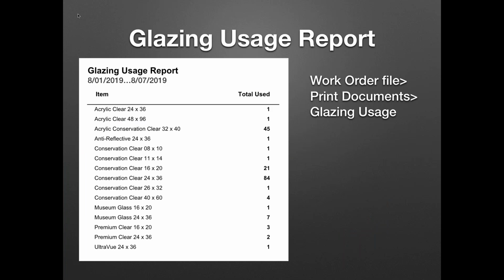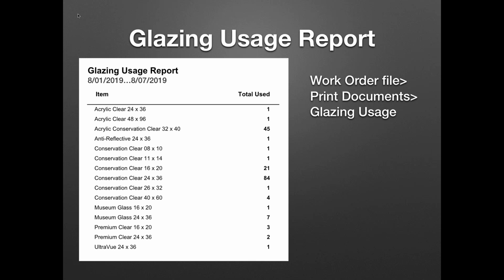One of the things that I would recommend you do before you even start to look at your glass pricing: FrameReady has a glazing usage report that you can print out. You'll want to do this for a time range, maybe 6 months, maybe a year, at least more than just a week or a month, so that you can take a look at it and say, which types of glass am I using the most? Which sizes am I using the most?